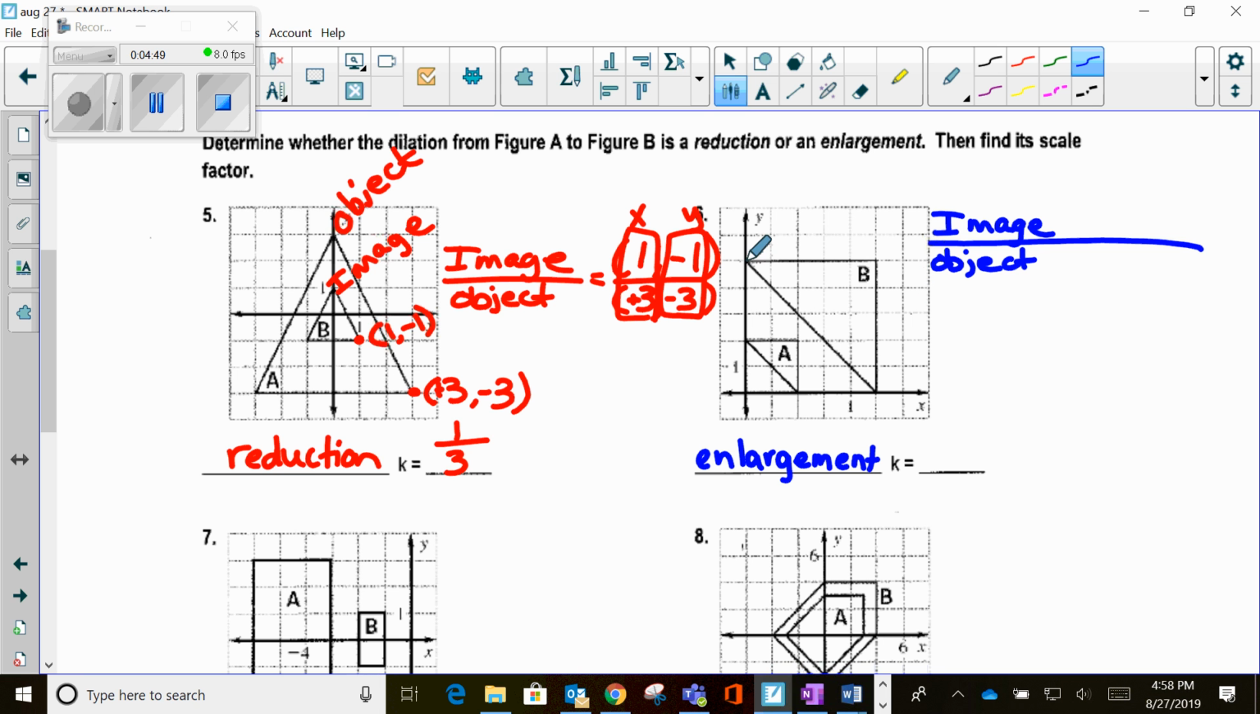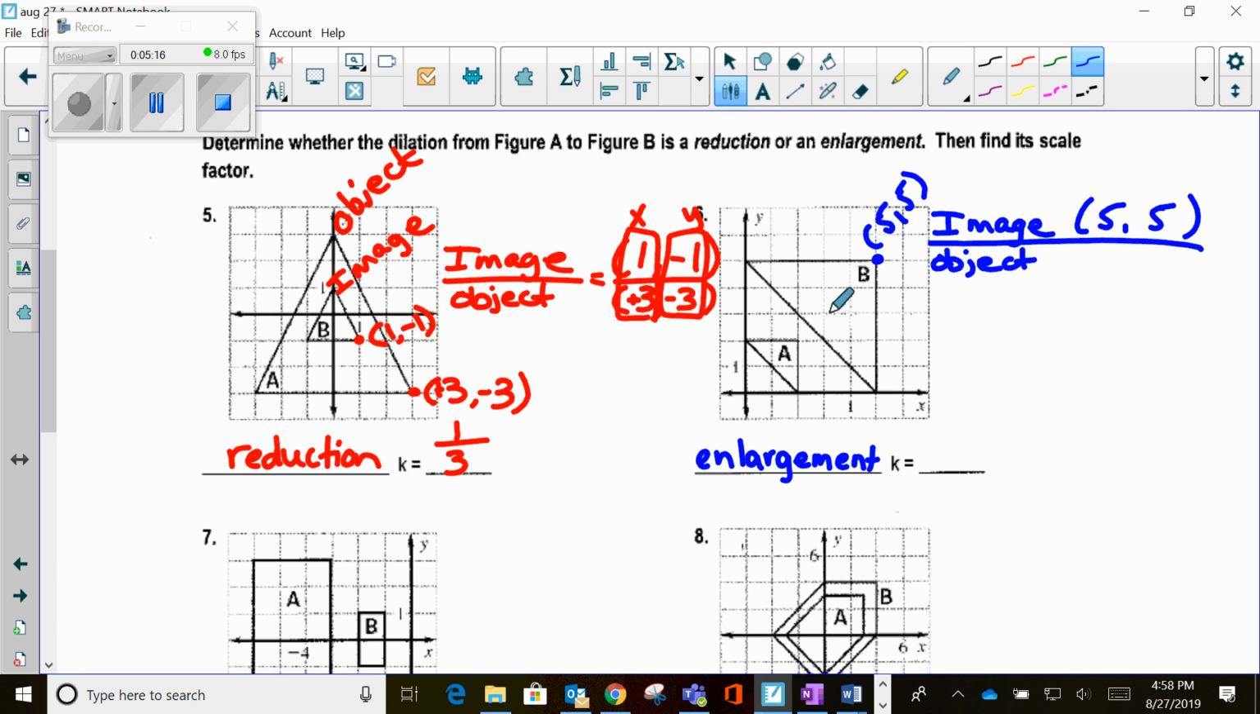My image is the after picture, so that's B. I'm going to select this point right here on the corner for my image. So that point on the corner, I'm going to go over 1, 2, 3, 4, 5, up 1, 2, 3, 4, 5. So this point is 5, 5.